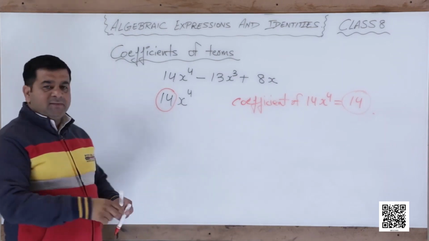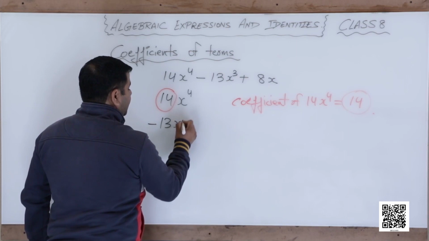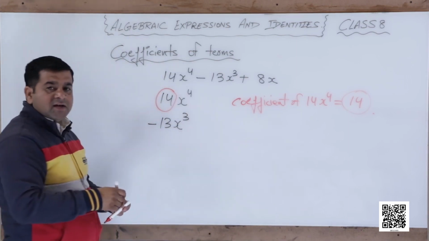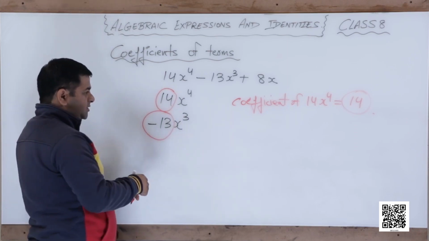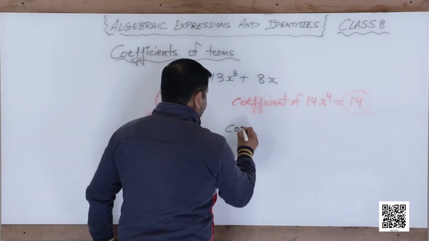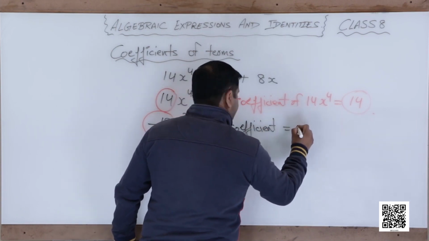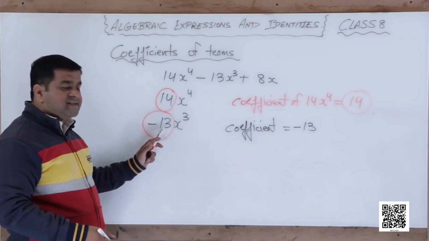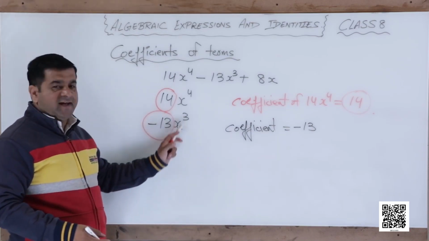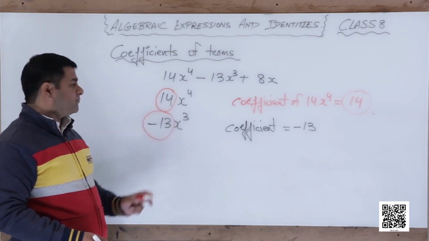Similarly, the second term is minus 13x raised to power 3. Here the numerical value is minus 13. So the coefficient will be minus 13. Coefficient of what? Coefficient of this term, that is minus 13x cube. Its coefficient is minus 13.